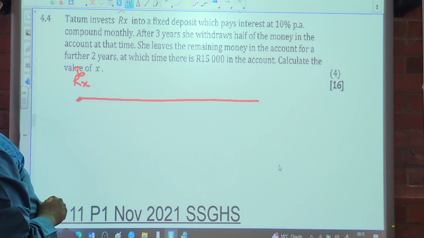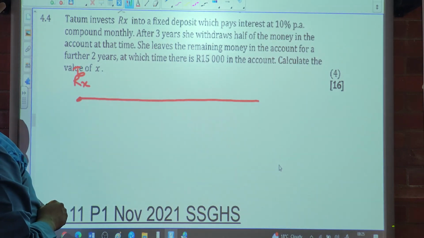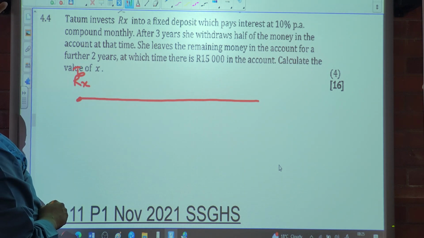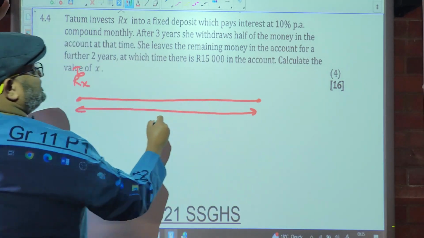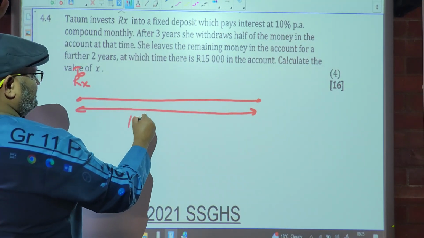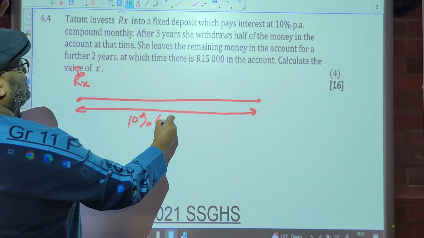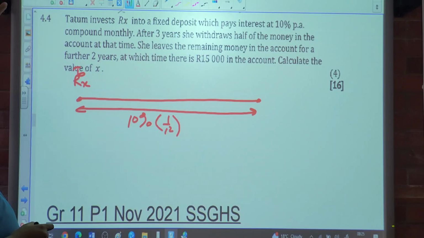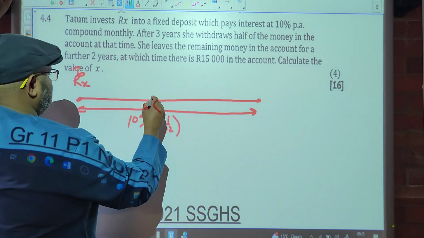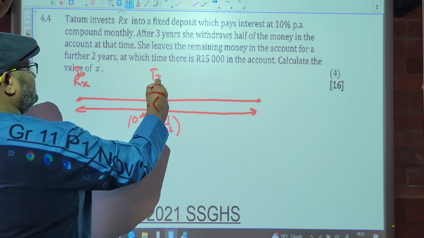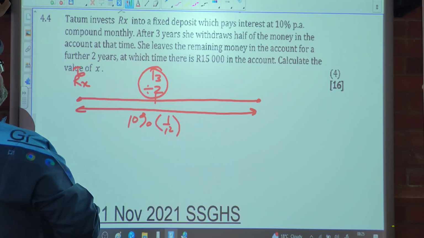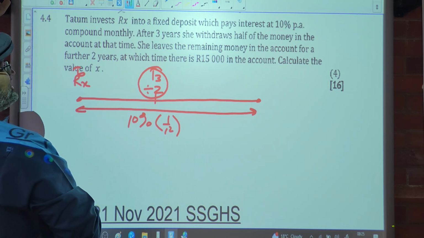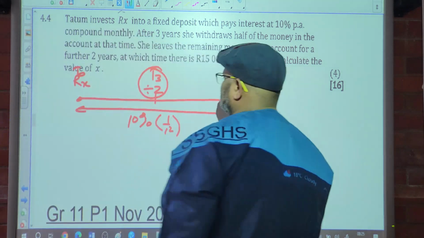The fixed deposit pays 10% per annum compounded monthly. So that's not a straight interest, a flat interest rate. So the interest here is 10% throughout the duration of investment, compounded monthly. After 3 years, she withdraws half the money. So at T3, she withdraws half of what is in the account.